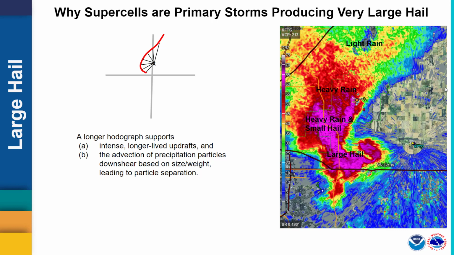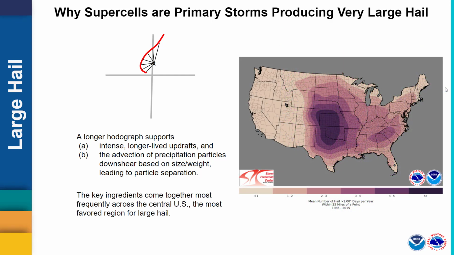Whereas a short hodograph, as we might see in summertime pulse storm environments, would support hailstones descending within heavy rain, the greater shear profiles associated with longer hodographs support separation of smaller targets, that is raindrops, from the larger targets or hailstones. Environments favorable for very large hail tend to occur most frequently across the central United States, where we more often see the combination of high instability resulting from very steep lapse rates near the surface and aloft, and longer hodographs that support particle separation.